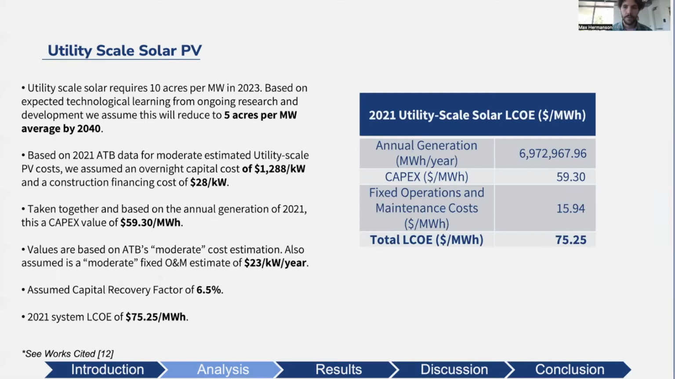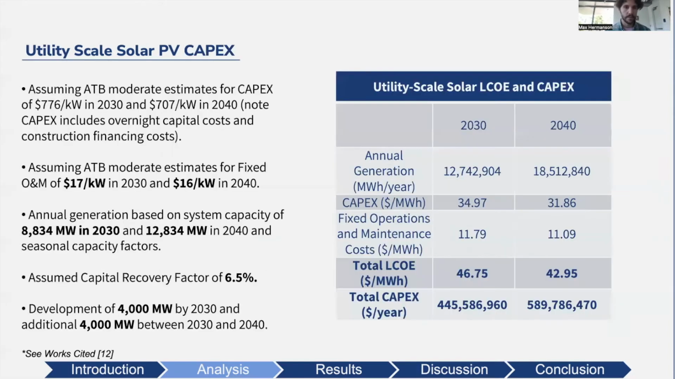The values that we chose for construction are in the moderate cost estimation area. Also, O&M is moderate. Annual capital recovery is about 6.5%. And starting with the 2021 LCOE, we have about $75.25 per megawatt hour.